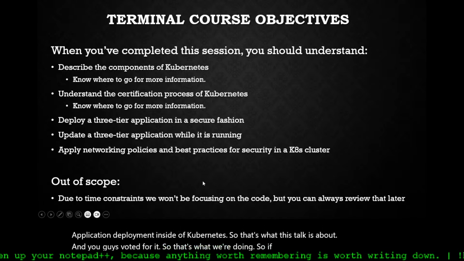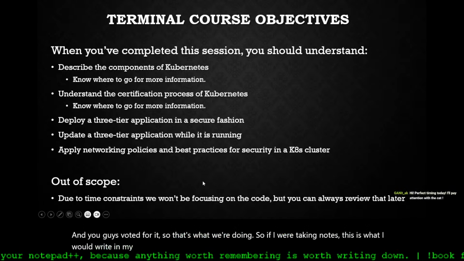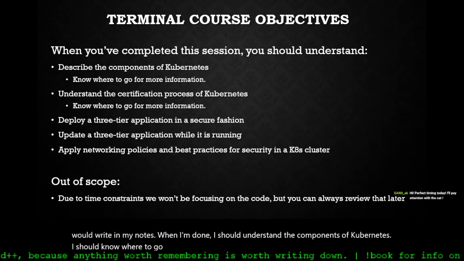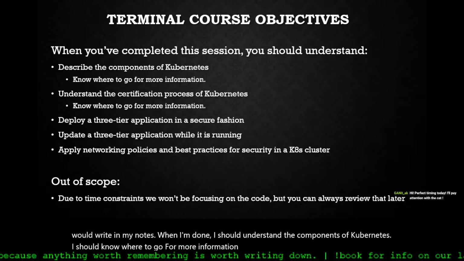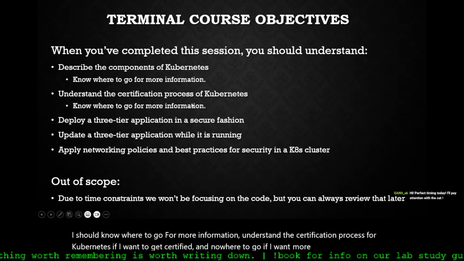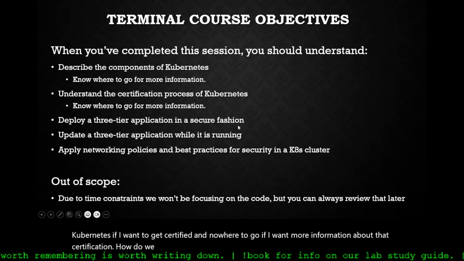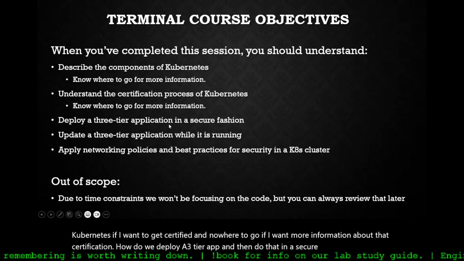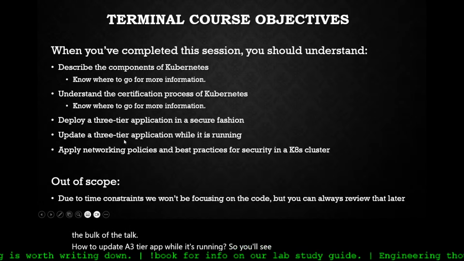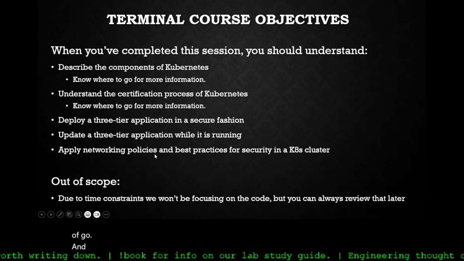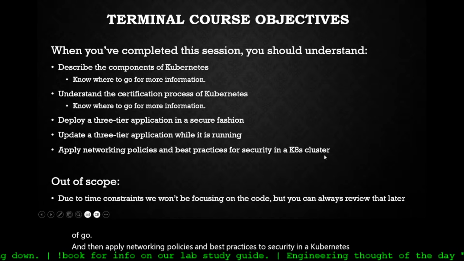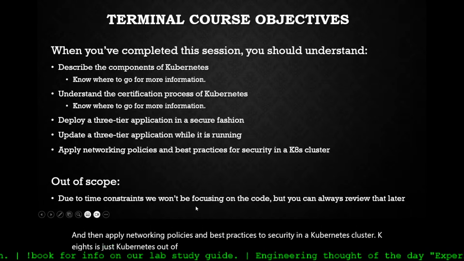So if I were taking notes, this is what I would write in my notes. When I'm done, I should understand the components of Kubernetes. I should know where to go for more information. Understand the certification process for Kubernetes if I want to get certified, and know where to go if I want more information about that certification. How do we deploy a 3-tier app and then do that in a secure fashion? This will be the bulk of the talk. How to update a 3-tier app while it's running. So you'll see some updates of things as we go. And then apply networking policies and best practices to security in a Kubernetes cluster. K8s is just Kubernetes.